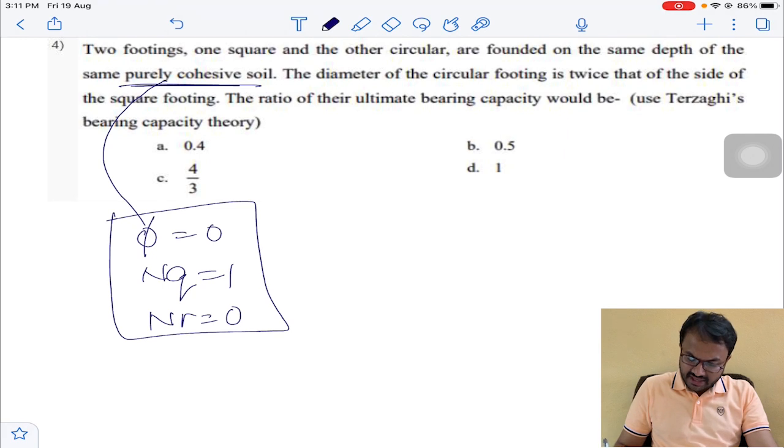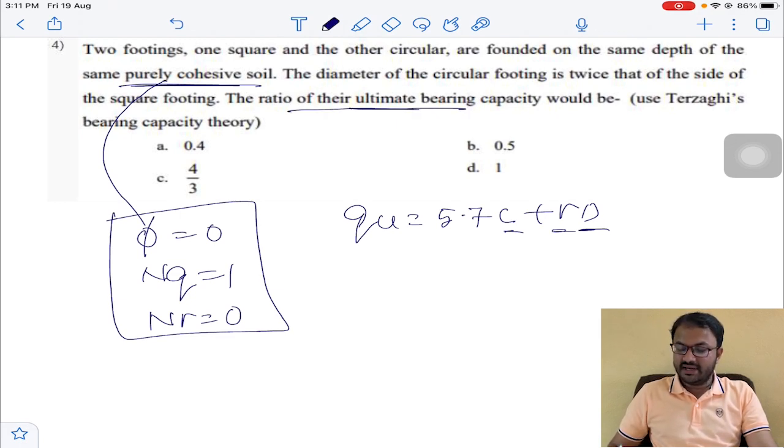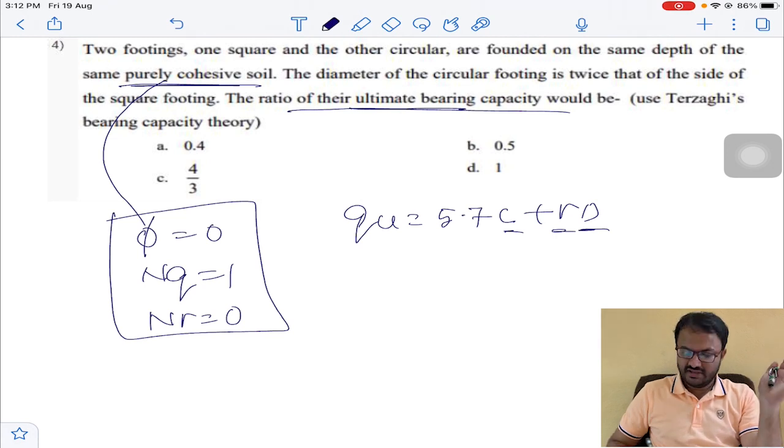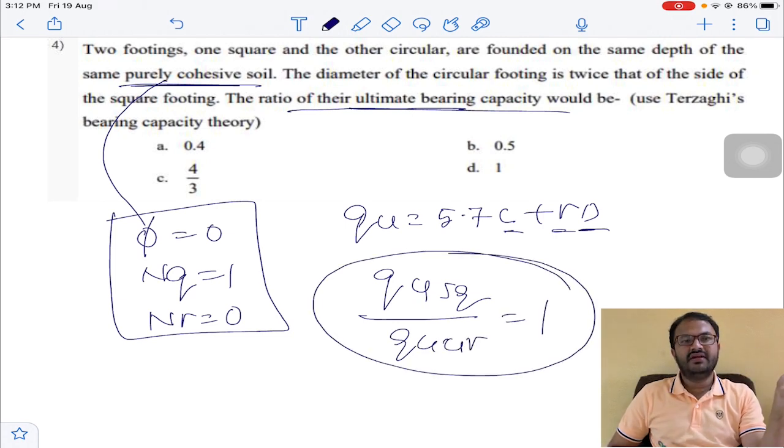In this, the ultimate bearing capacity QU is equal to 5.7 C plus gamma D. So when they are found at the same depth, D is the same and gamma is the same, and C value, when they are conducted on the same sample, that is C is also the same. The ratio of their ultimate bearing capacity, whatever be the dimension of a square or circle, is independent of the dimensions. Clear? So now QU square divided by QU circle is equal to 1. Simple. It is not depending on the dimensions.